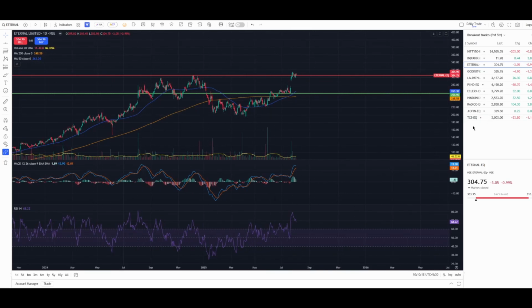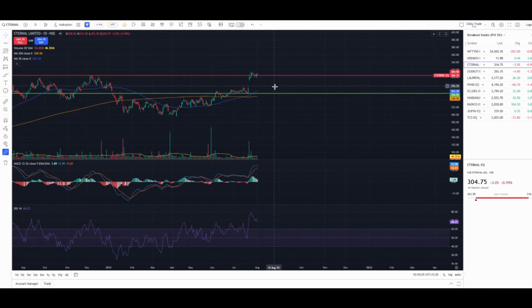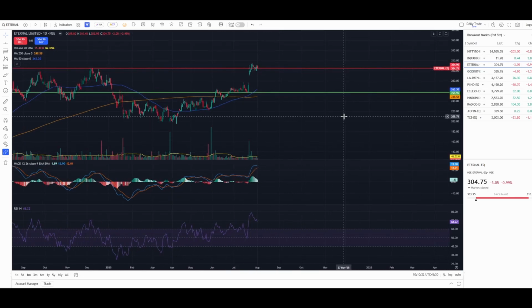shake off all the buyers. Like they want to just trap more buyers before they start selling. Now this is the start of the distribution phase that is happening here. Yes. So I'll keep it here.